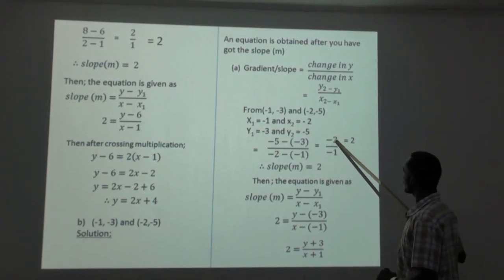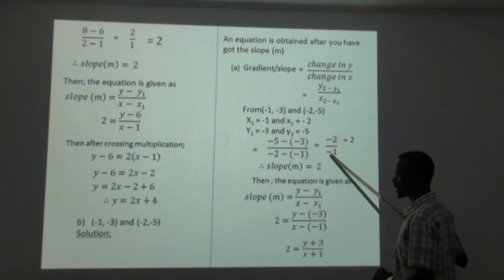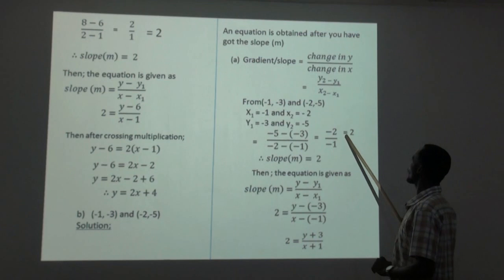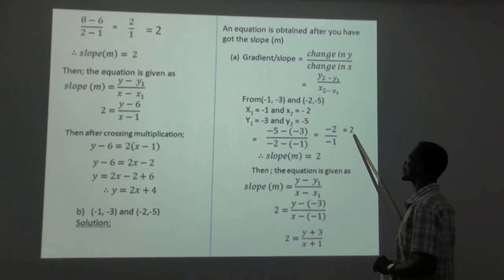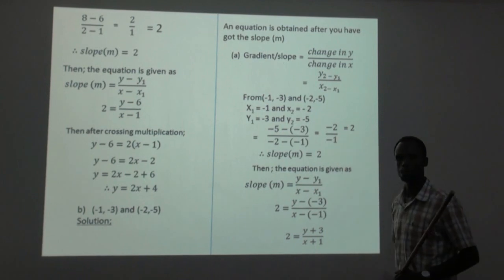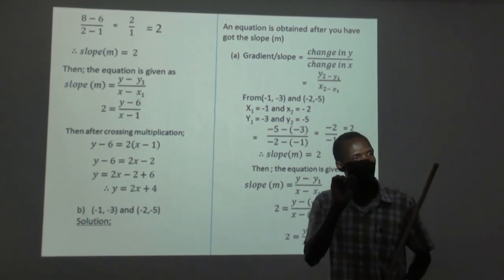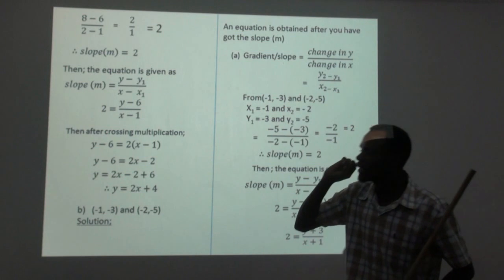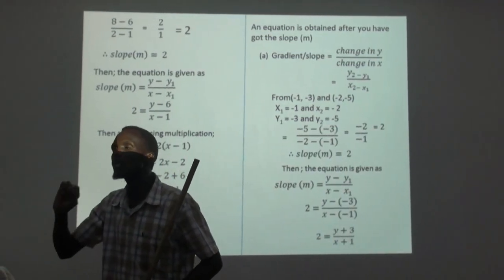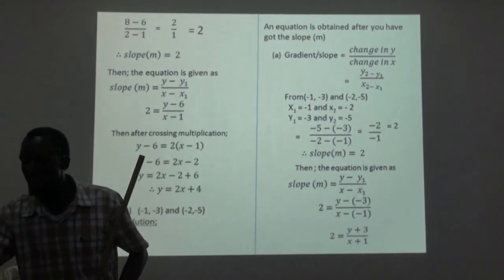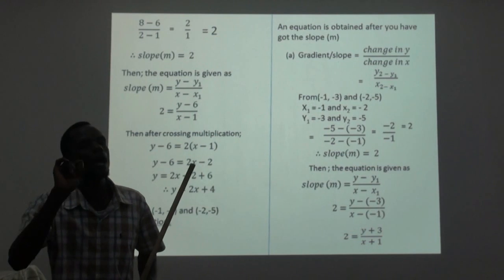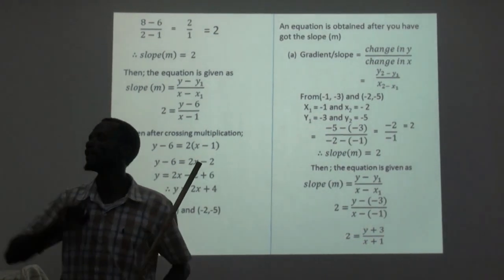Remember, here we have negative over negative. Negative divided by negative is equal to positive. And that's why we have positive 2. Now our slope is equal to 2. Remember, that is not the end of our question. The end of our question is to find the equation of a straight line.